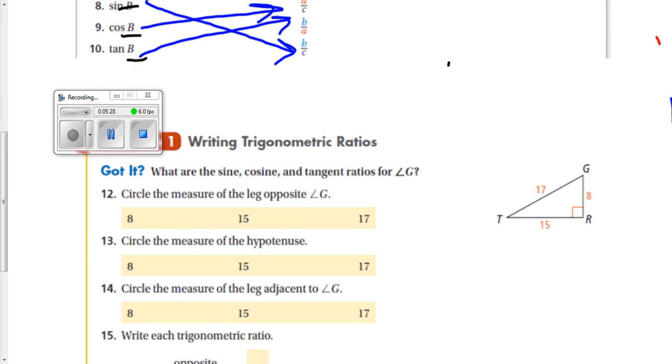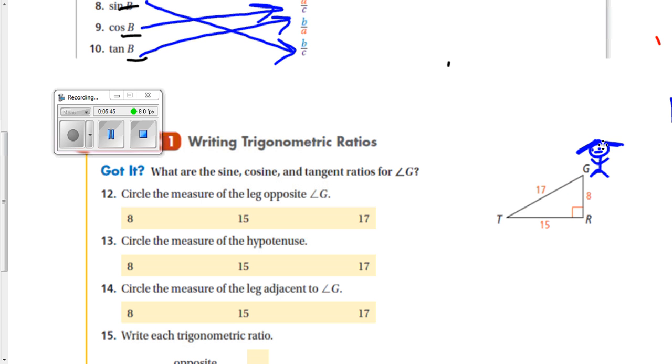So now let's do it from this triangle over here. So we're saying from angle G. So draw yourself on angle G. Okay. Circle the measure of the leg opposite G.